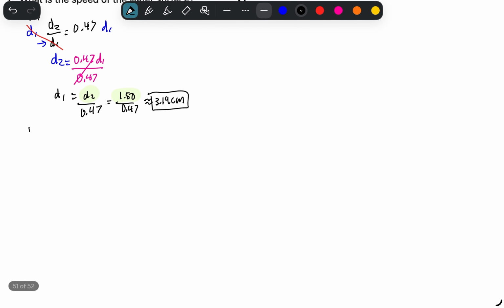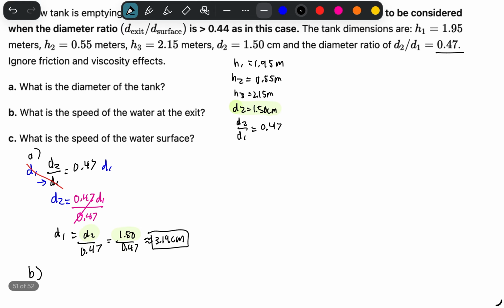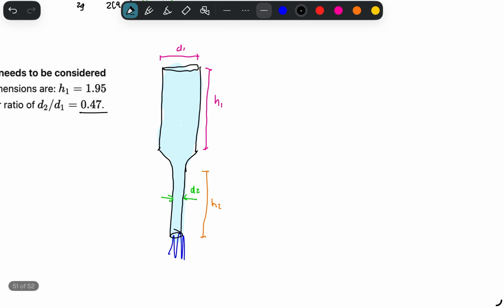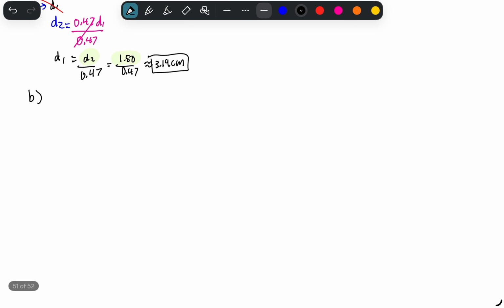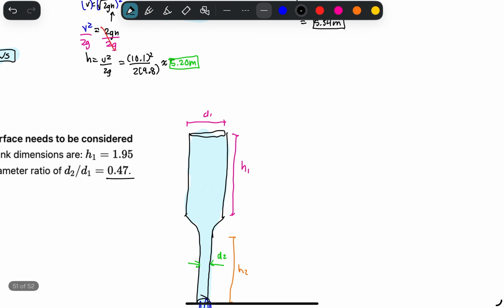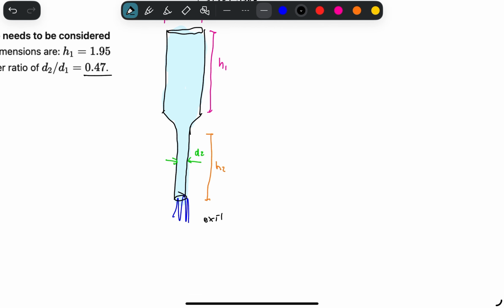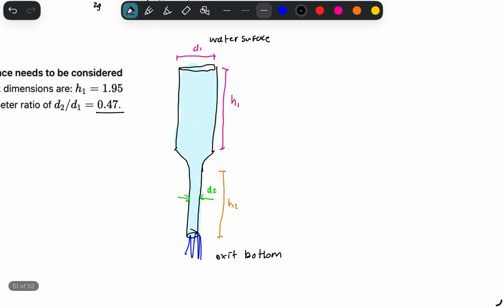So we're just figuring things out. Now we're asked, what is the speed of the water at the exit? So we need to compare the water surface at the top and the exit at the bottom. Here is the water surface, and this is the exit at the bottom. This tank is going to exist on the earth, right? So it's exposed to the atmosphere out here. We can see some characteristics about this. We know that this is an open tank. We know that it has a non-viscous fluid.